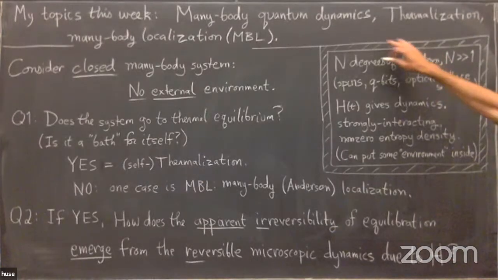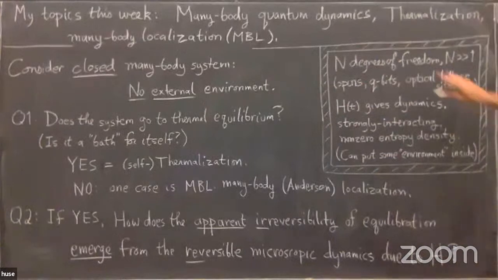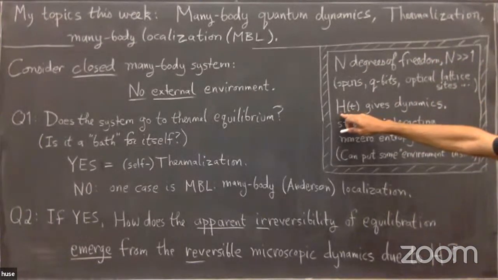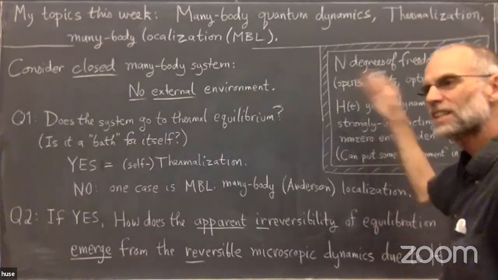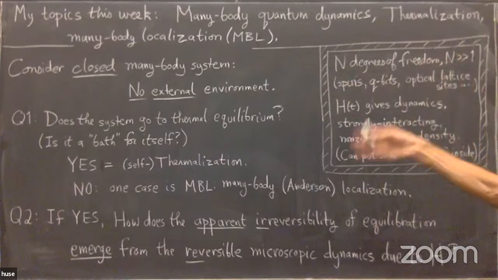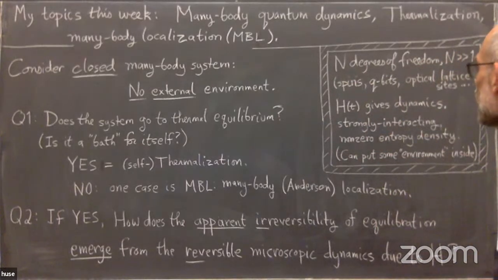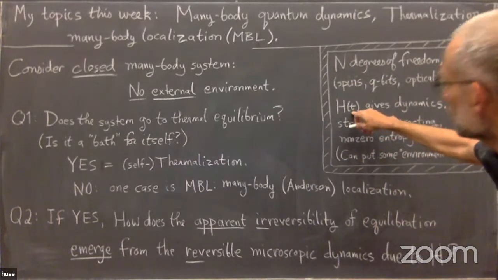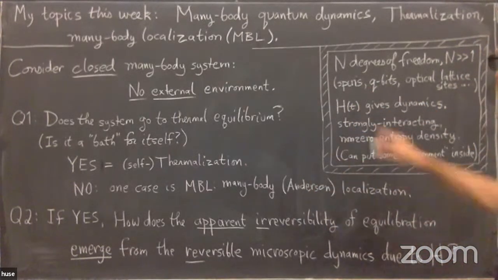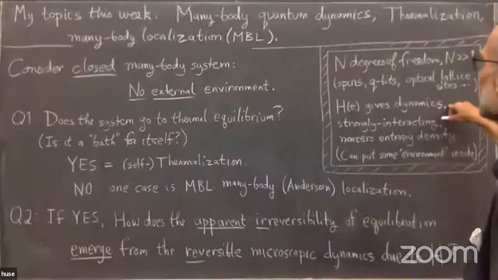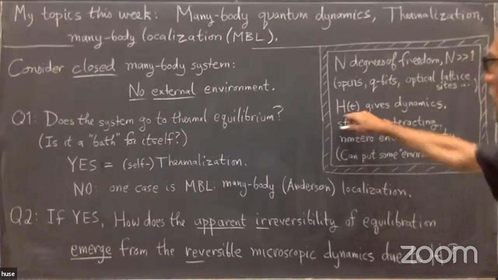Okay, and then inside this box, these degrees of freedom interact with some Hamiltonian, which might have some time dependence if we have some classical external drive changing things. Sometimes this will be time independent, sometimes it'll be time dependent in my discussions. And that's what gives the dynamics. The dynamics is solely due to this Hamiltonian.